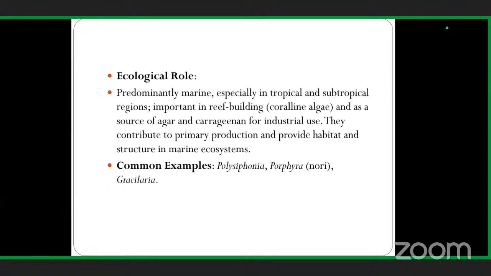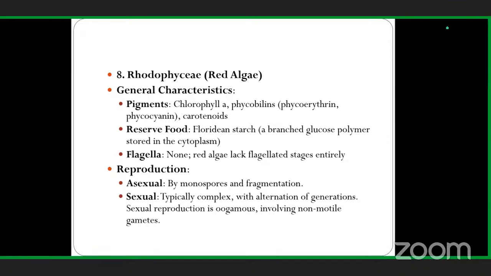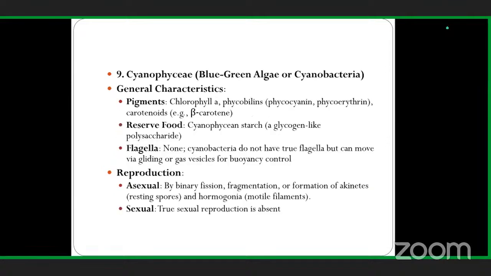They contribute to primary production and provide habitat and structure to the marine ecosystem. They give habitat and give food to the marine ecosystem. So examples are Polysiphonia, Porphyra (Nori), and Gracilaria. These are the common examples of the class Rhodophyceae, that is the red algae.